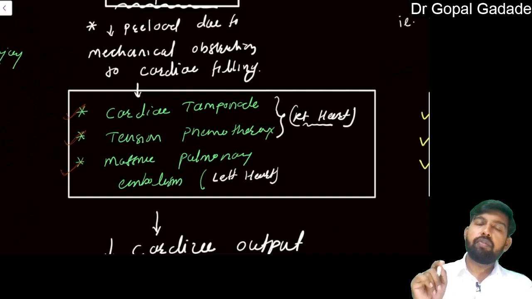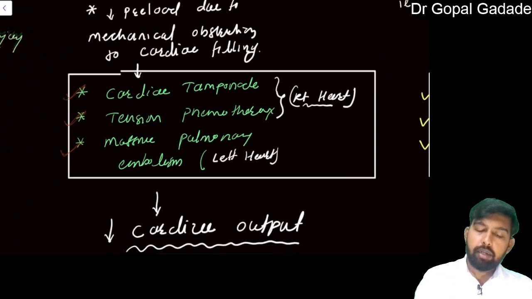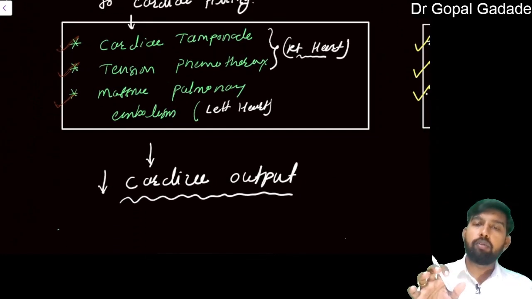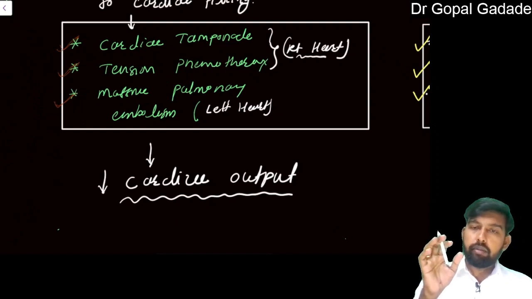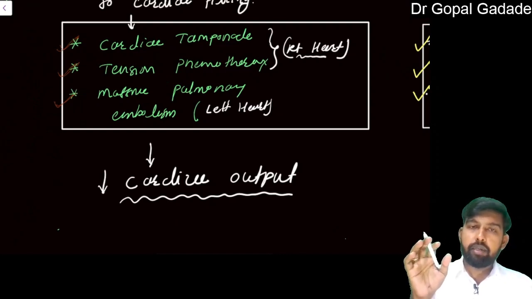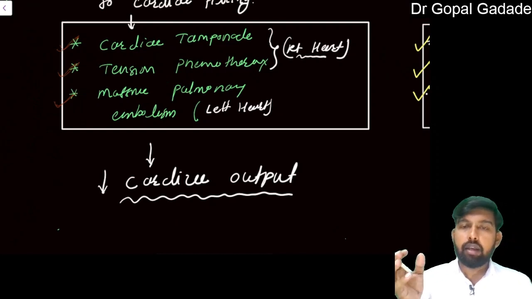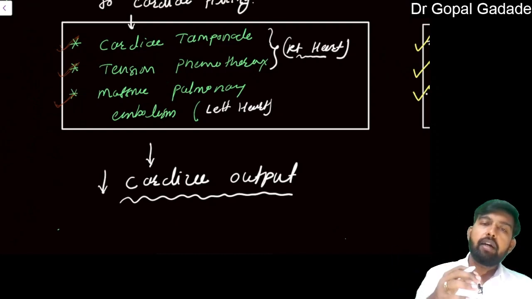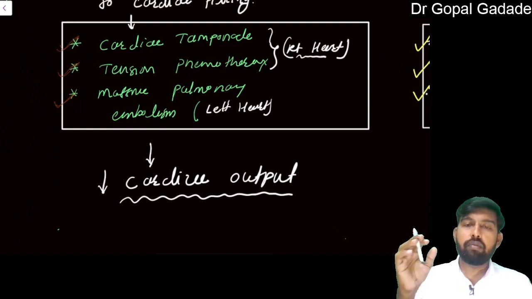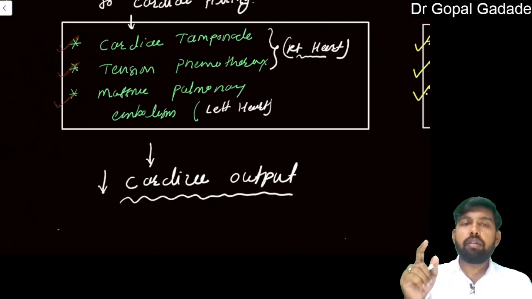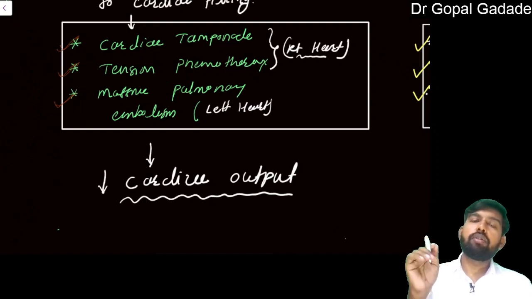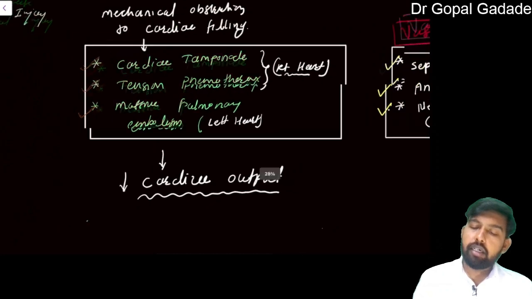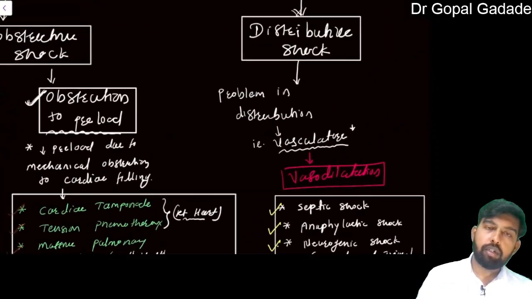Massive pulmonary embolism will cause decreased filling of the left-sided heart, ultimately leading to decreased cardiac output. That is, the problem is at the preload, decreased preload because of decreased filling of the heart. It can be from the right-sided heart, or it can be decreased filling of the left-sided heart. The pulmonary embolism causes decreased filling of the left-sided heart, and cardiac tamponade and tension pneumothorax cause decreased filling in the right-sided heart. So this is the obstructive shock.